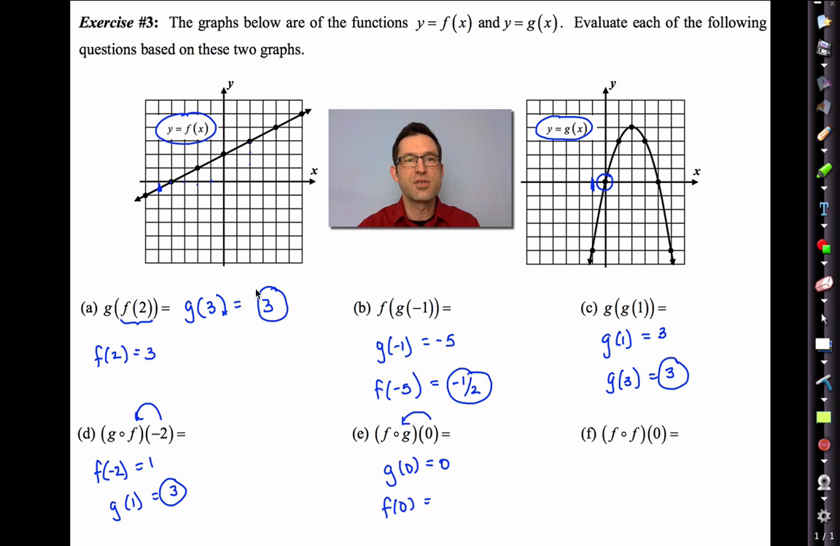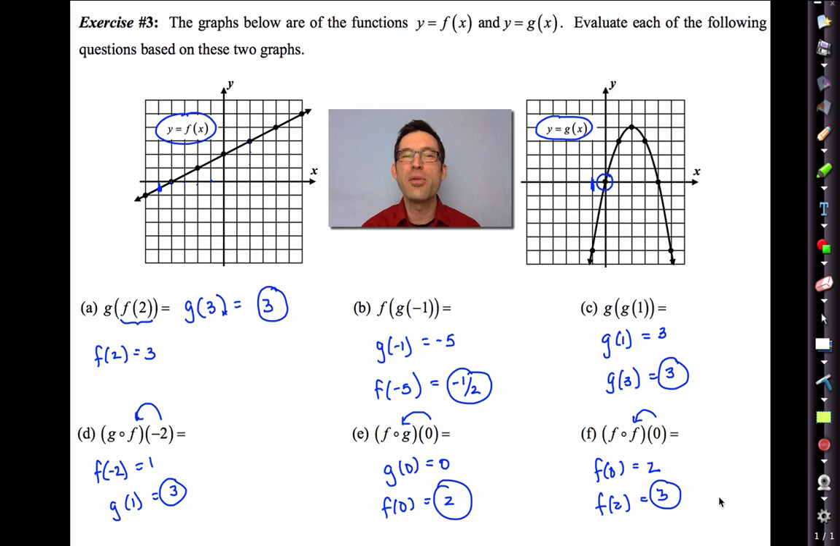f of 0 is its y-intercept, and that's 2. Wow, it looks like we just dealt with f of 0, so now we get to deal with it again. As we just saw, f of 0 was 2, and f of 2 is our favorite 3. Lots of 3's here.